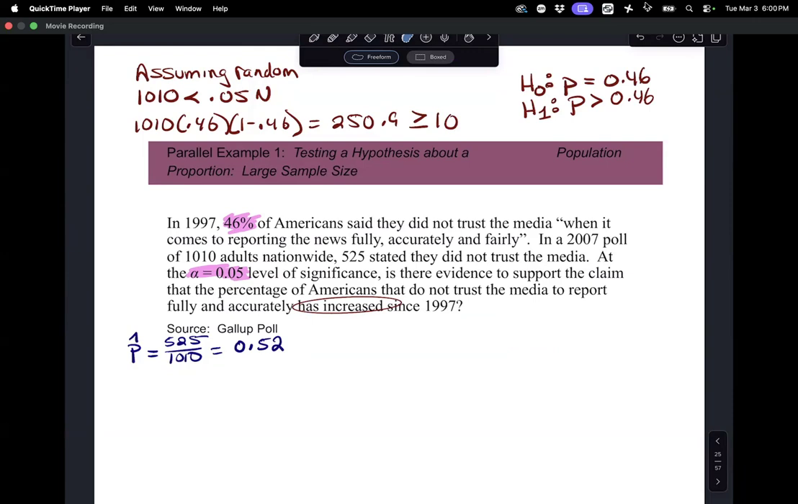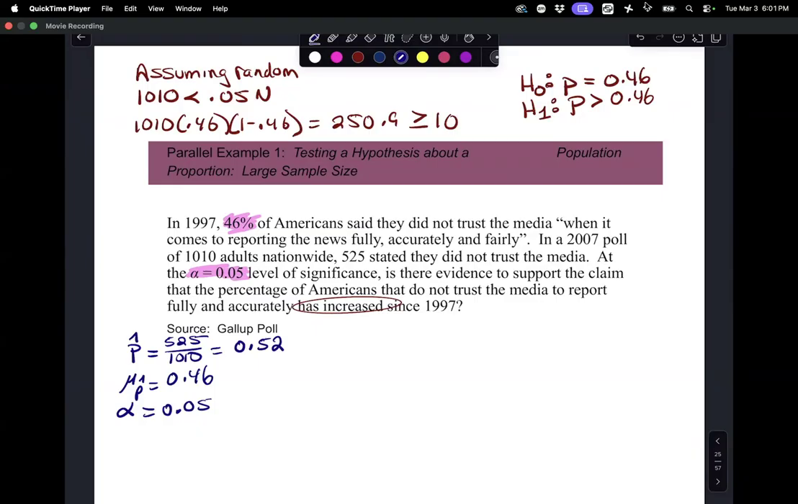So along with my p hat, I want the mu sub p hat, and that is the 0.46. For our mean, we just use what the null hypothesis is, the 46%. All right, this is lovely stuff. I'm going to write down that my alpha is 0.05, just because I like to keep everything in the same place.